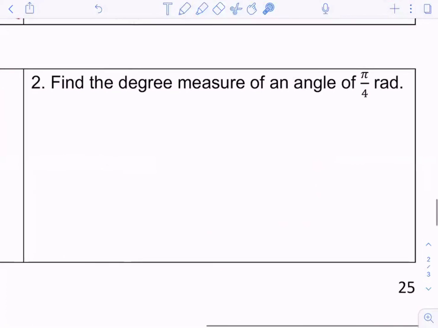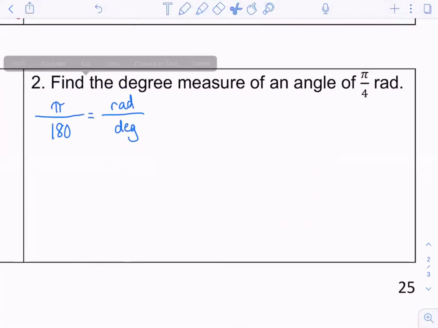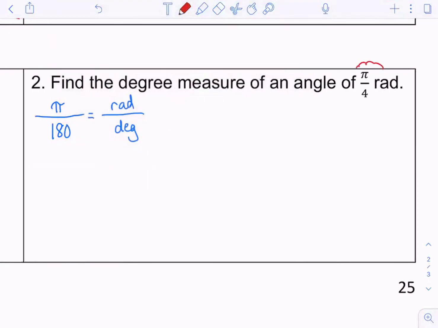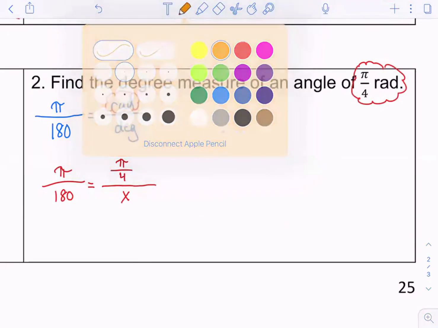So let's try and go from degree to radian. This is the last example I'm going to do with you. So now here they give me pi over 4 radians. So I need to make sure pi over 4 goes in the numerator there. So pi over 180 equals pi over 4 over x. Yes, we have a fraction within a fraction, but it's very important that you do that correctly.